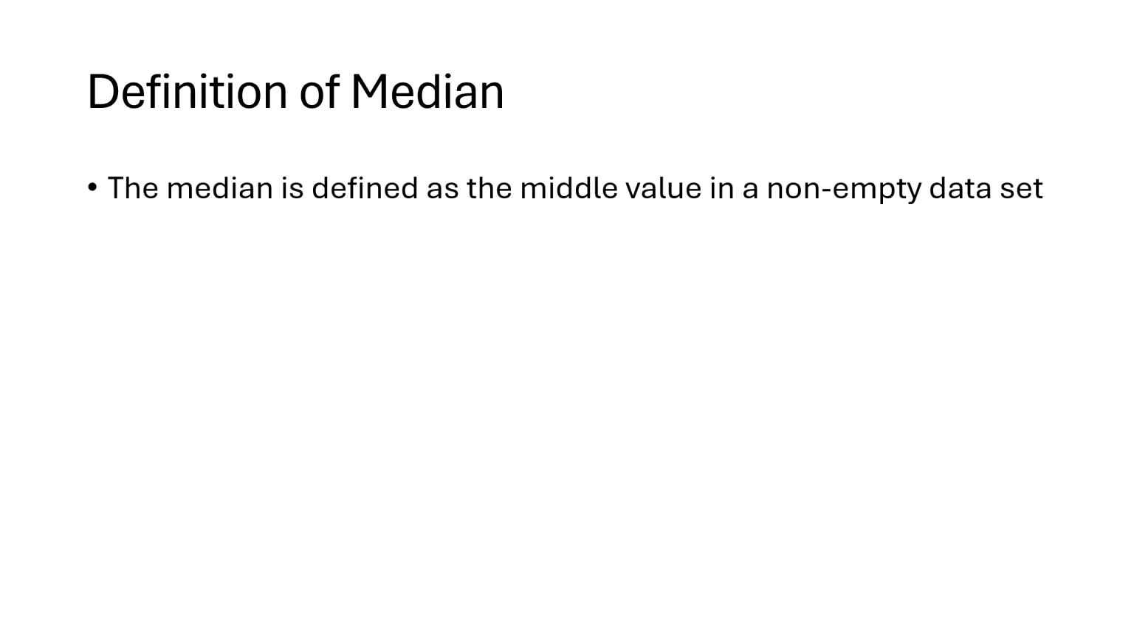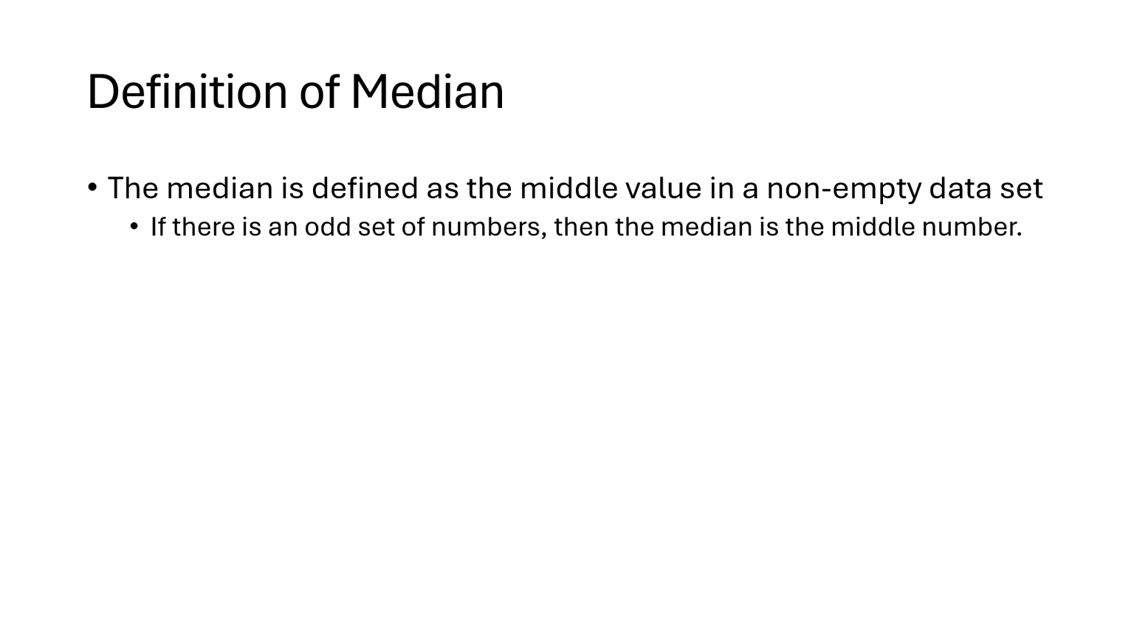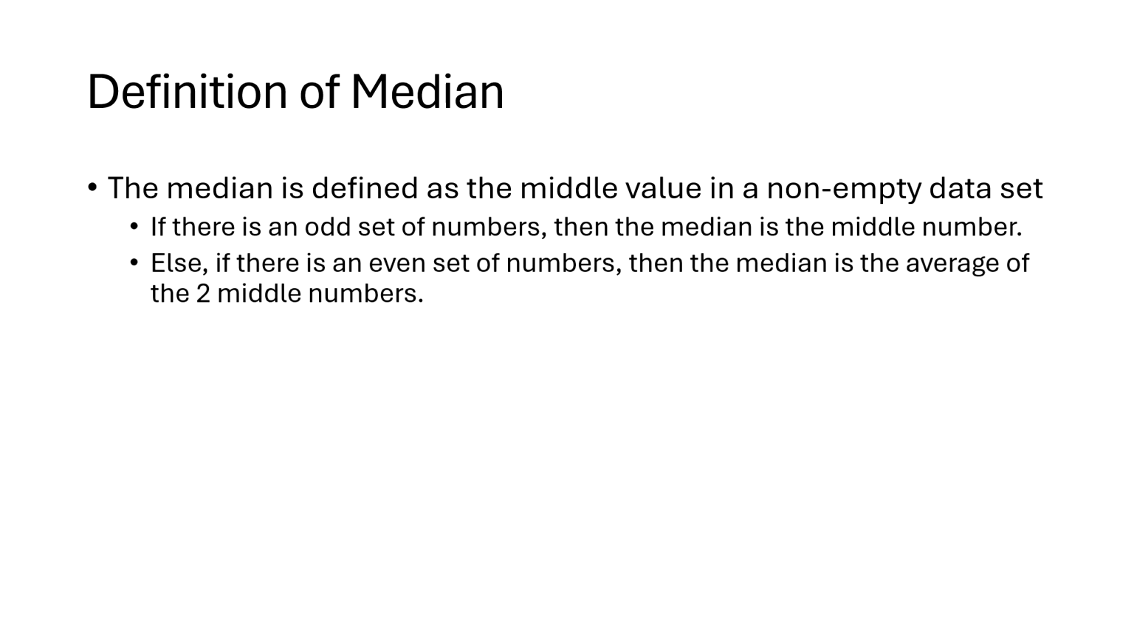So the definition of a median is the middle value in a non-empty data set. If there is an odd set of numbers, then the median is the middle number. Else, if there is an even set of numbers, then the median is the average of the 2 middle numbers. And we're talking about values, okay?